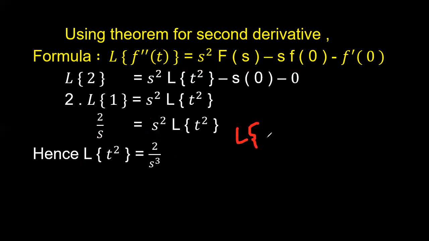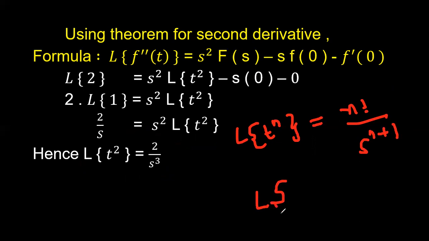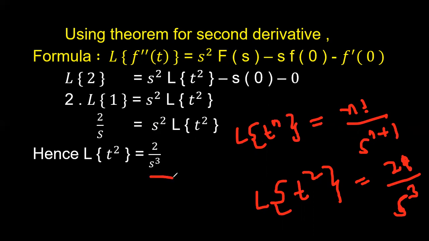We know the formula for the Laplace transform of t power n, the generalized formula: n factorial by s power n plus 1. So in place of n we'll have 2, since we have to find out the Laplace transform of t square. So 2 factorial by s power 3. What is 2 factorial value? 2 only. So 2 by s power 3. That value you got from here.